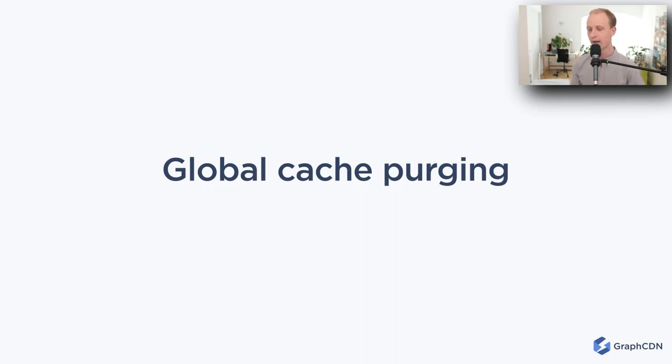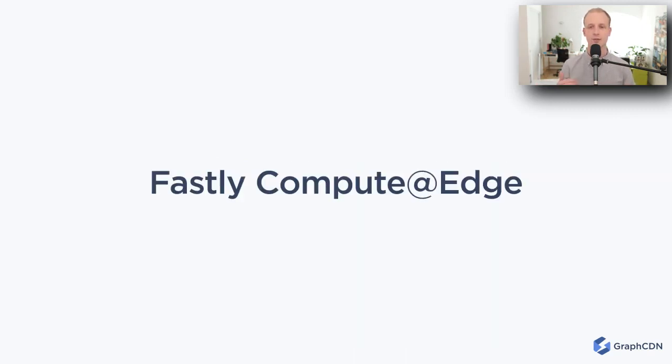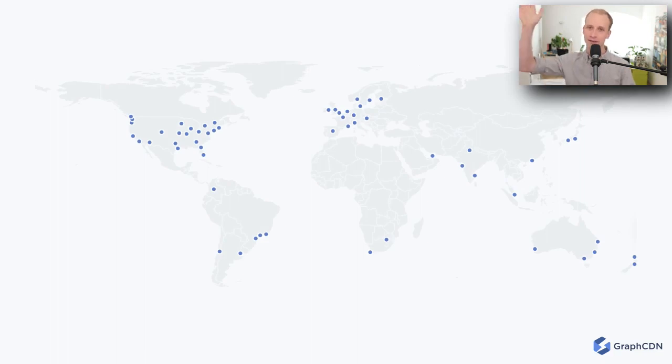And so as we were thinking about these problems for GraphCDN and as we were building out this GraphQL edge cache solution, we came to the conclusion that we're going to use Fastly's Compute at Edge product. Now, we are huge fans of Fastly here. And the reason we chose Fastly is because, like their name suggests, they are super fast. Fastly has about 60 and ever-increasing data centers worldwide spread across the entire globe.